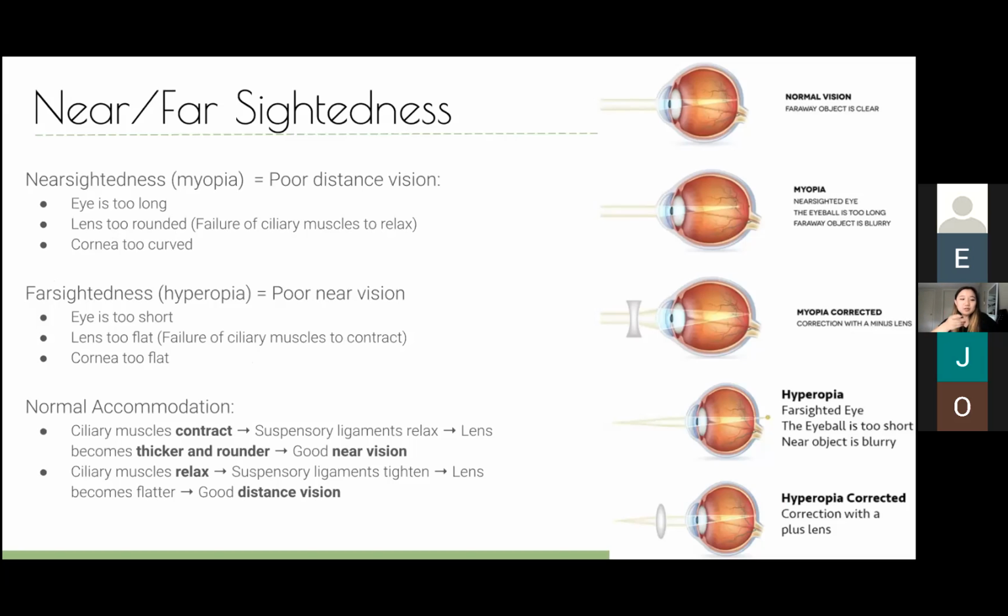So as I mentioned before, your ciliary muscles are radial. And so when they contract, your suspensory ligaments relax. That's the ligaments that hold your lens. These ones, you can't see them very well. But they relax. And because they relax, your lens becomes thicker because it's not as stretched out, and that gives you good near vision because there's more refraction. And the opposite is true.